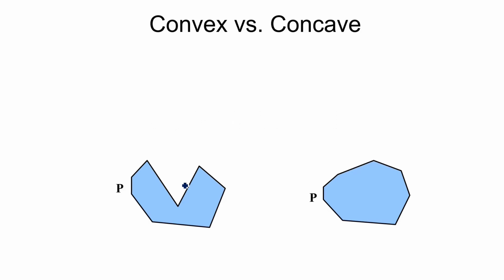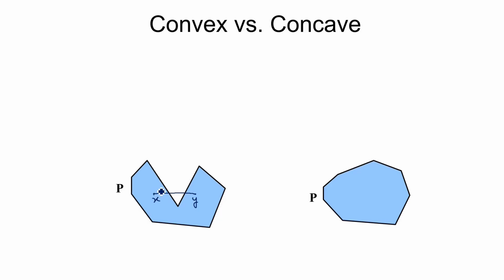Hello everyone, today we will discuss the convex hull problem. So let's start. Suppose we are given two polygons. For the left polygon, it is possible to find points x and y such that the connecting straight line xy is not fully inside the polygon P.